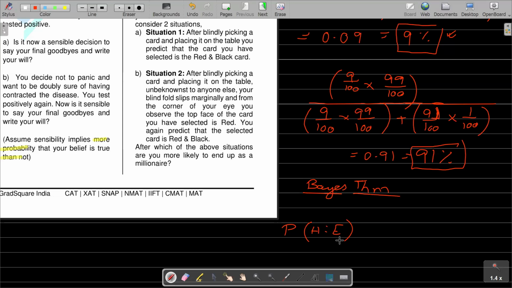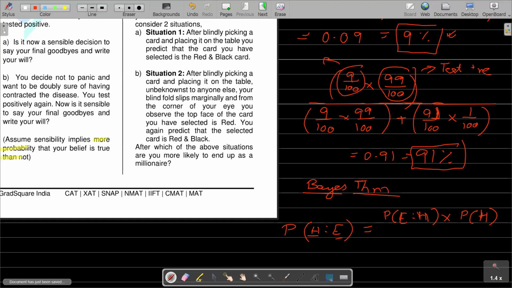So the probability of our hypothesis being true, given that we have observed evidence, is equal to the probability of the evidence being true, given the hypothesis is true, multiplied by the probability of the hypothesis. This might be a bit confusing, but look at this here. This is the probability of the evidence being true, provided the hypothesis is true. The evidence being true means that the test is positive. This is the evidence. And this is the probability of the hypothesis. The hypothesis is that I have the disease. The probability of I have the disease is 9 by 100.